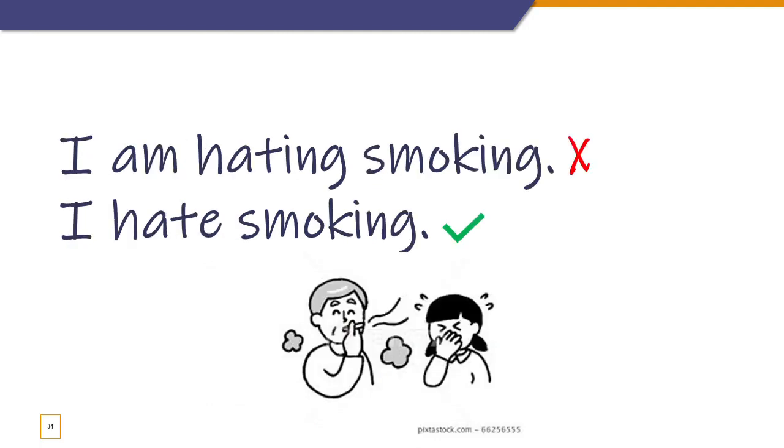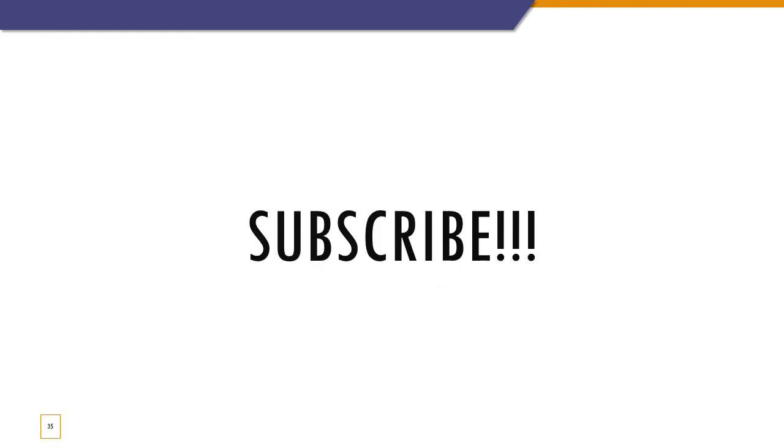And "I'm hating smoking." "I hate smoking." Which one is correct? You say "I hate smoking." You can't say "I'm hating smoking." So you're generally talking about your likes and preferences here. Those are some of the simple examples with stative verbs. These are appropriate for beginners because they're easy to learn.